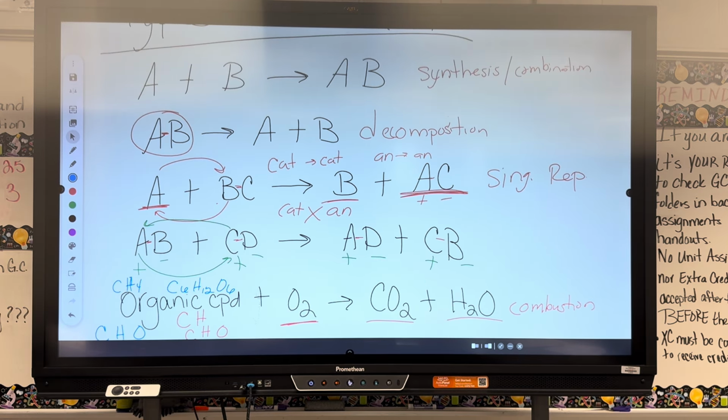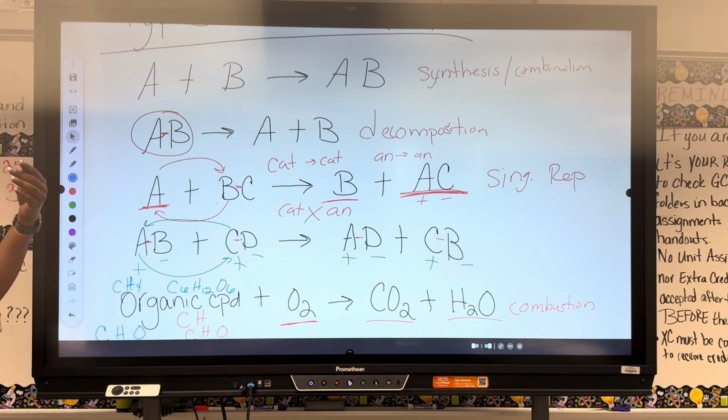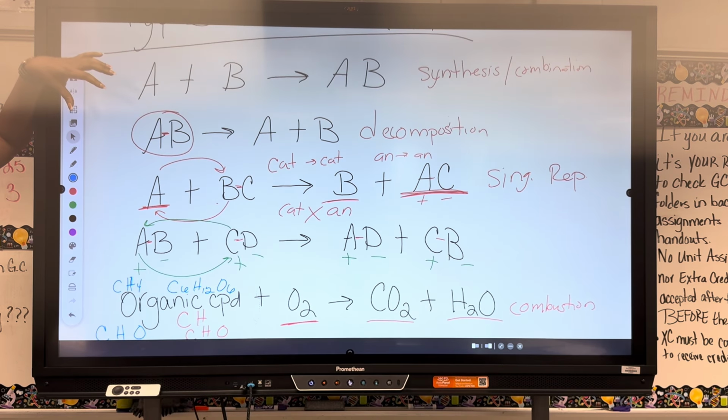Single and double displacement. Single, you're usually going to have an element with a compound, giving a different element in the compound. Double displacement or double replacement, two compounds swap. Remember, your acid-base neutralization is a special type of double displacement where you have an acid and a base, and so it's going to neutralize and create that water. Decomposition, I have more product than reactant. Synthesis, I have more reactant than product. All right, toodles.